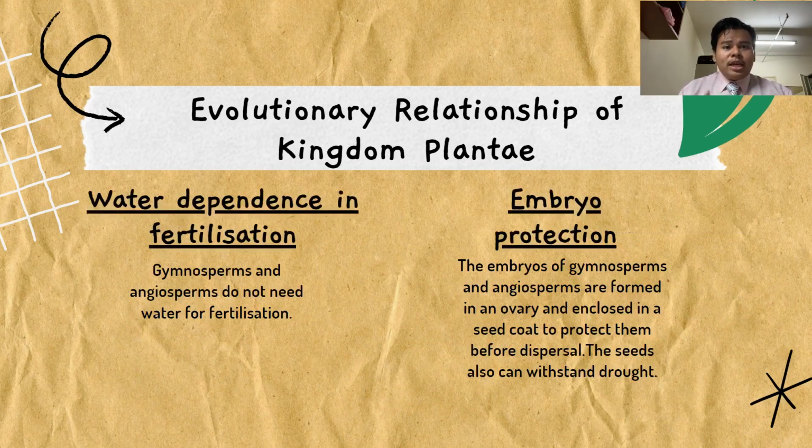Water dependence in fertilization. Gymnosperms and Angiosperms do not need water for fertilization. However, in bryophytes and pteridophytes, flagellated sperms swim through water to reach the egg in archegonia.